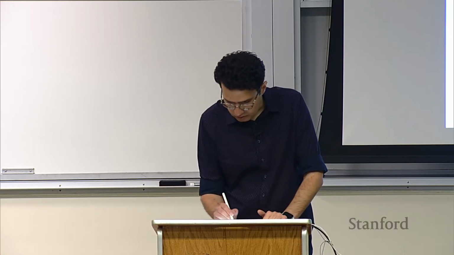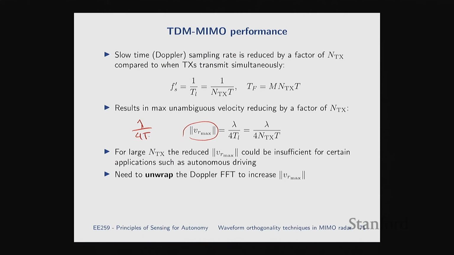So again, here's the math. Your maximum detectable velocity, originally, if you remember, was lambda over 4 times T, where T was the chirp duration. That was for the case of a SISO system. Now for a TDM MIMO system, it becomes lambda over 4 times T_loop, where T_loop is the loop time, which is N_TX times the chirp time. So your maximum velocity, again, is dropping by a factor of N_TX compared to the SISO case. Can be a huge problem.